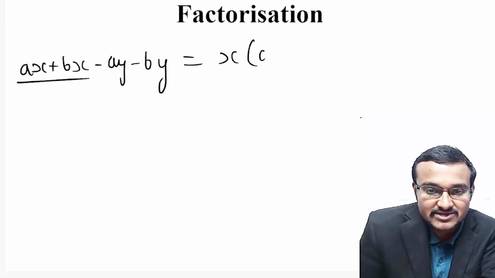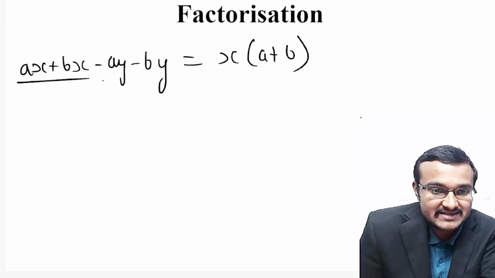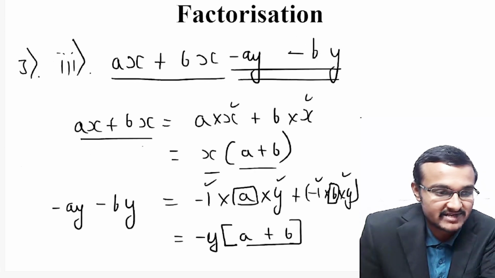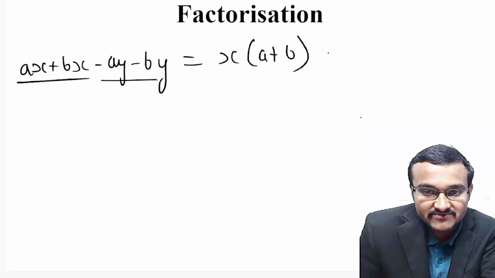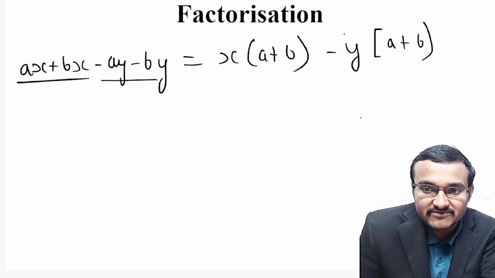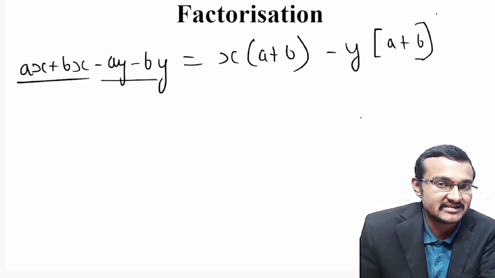So x into a plus b minus ay minus by, in the place of minus ay minus by you can write it as minus y into a plus b. So that will be minus y into a plus b. Here, when you multiply minus y with a, it will become minus ay. When you multiply minus y with b, it will become minus by.